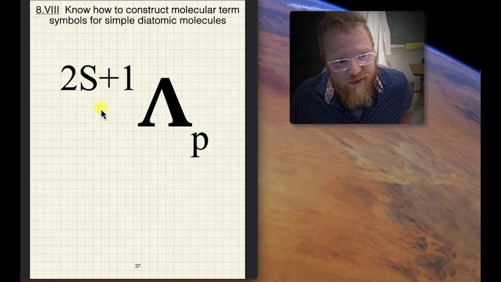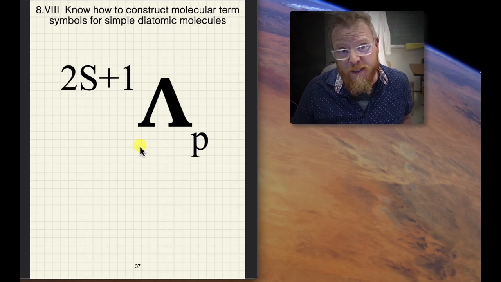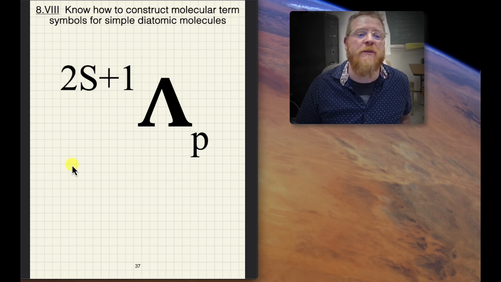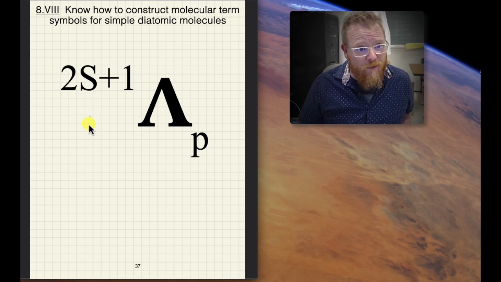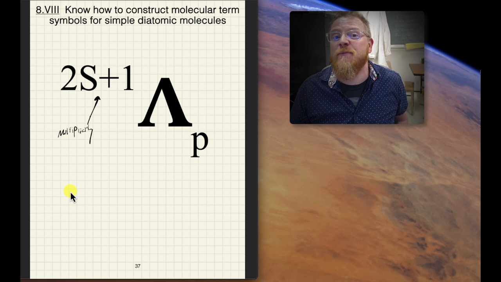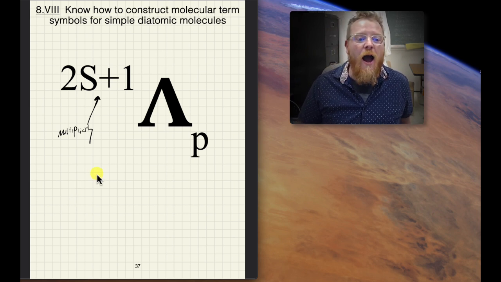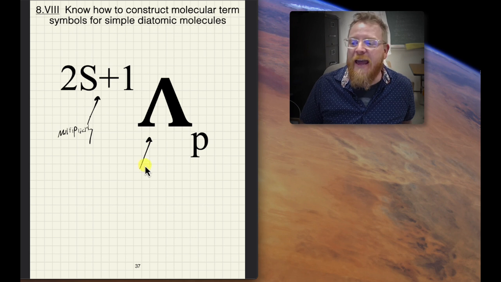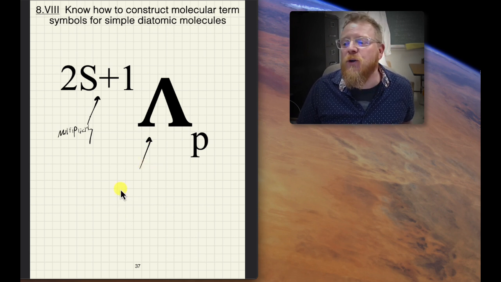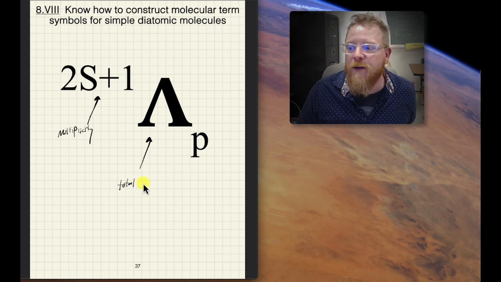So here is our main term symbol. There are some similarities to the atomic term symbols. So for one, 2S plus 1, right? That is the multiplicity. So, that describes if we have a singlet state, a triplet state, and so forth. This is a capital lambda, and that describes our total orbital angular momentum quantum number.